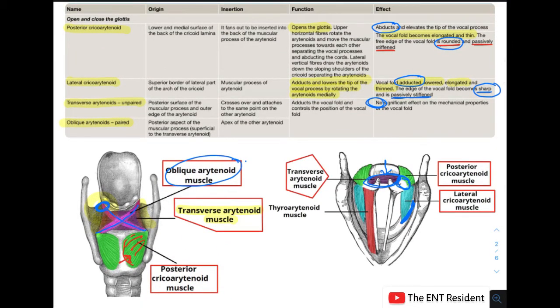So, these are the four muscles which help in opening and closing the glottis: the posterior cricoarytenoid, which is the only abductor we have in the larynx, and the other three, which are the adductors of the larynx, the lateral cricoarytenoid, the transverse arytenoid, which is the only unpaired muscle, a very important point, and the oblique arytenoids.